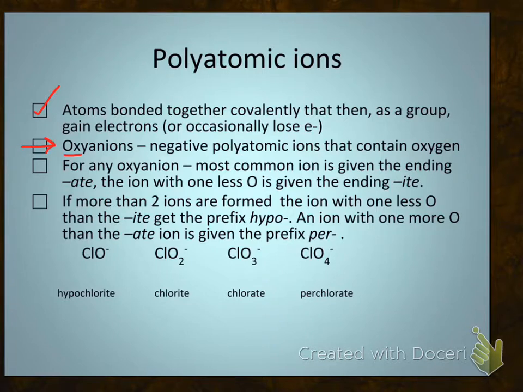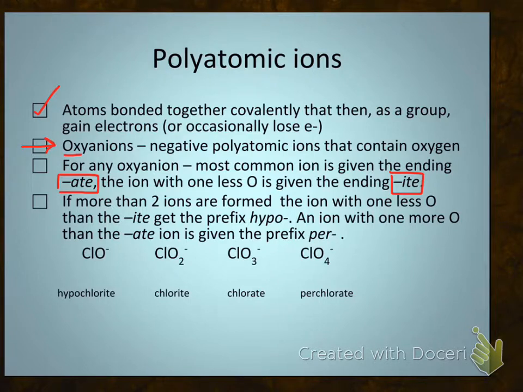For any oxyanion, the most common ion that exists gets an ATE ending. The ion that has one less oxygen gets an ITE ending. Here's the weird thing about the oxyanions: we will have multiple oxyanions comprised of nitrogen and oxygen, or chlorine and oxygen, or sulfur and oxygen. So we have to have these naming conventions to distinguish them.